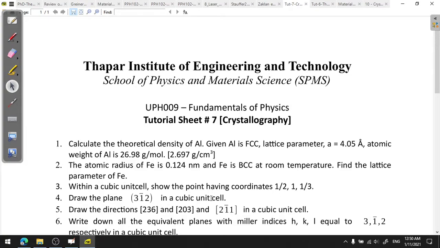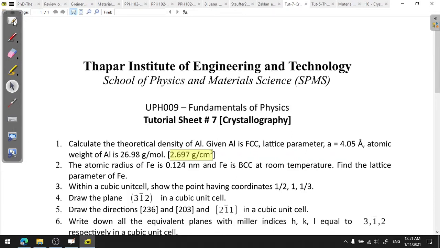So today we are going to do tutorial number 7, which is based on crystallography. The first problem is here. Calculate the theoretical density of aluminium. Given aluminium is FCC, face-centered cubic crystal structure. Lattice parameter is 4.05 angstrom. Atomic weight of aluminium is 26.98 gram per mole. The answer is also given, but today we will do this problem.